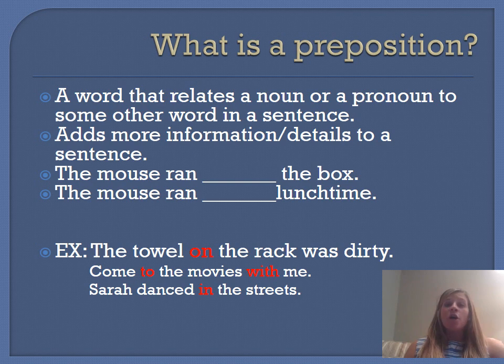First off, we need you to know what a preposition is. Now, hopefully, this will look a little bit familiar. And most of your flipped lessons will be a review of things that maybe you've learned in the past, or it'll be the basics of the lesson that we're trying to learn. So, what is a preposition? A preposition is a word that relates a noun or a pronoun to some other word in a sentence. Prepositions are going to give more detail to your sentence. They're going to add more information. They usually tell you where or when.